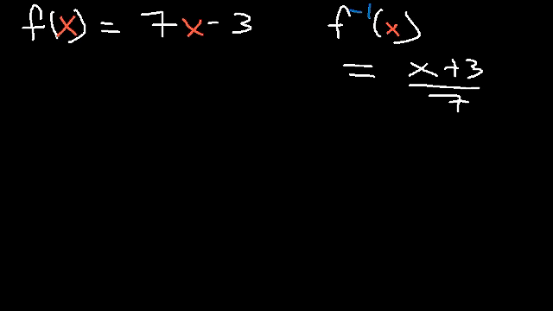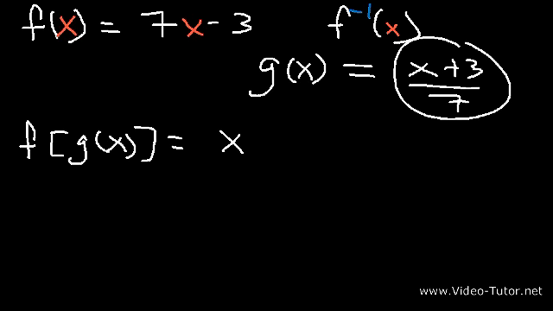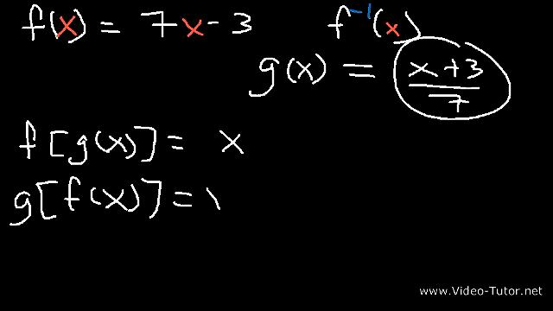Now, if you're given two functions, and if you wish to see if they're inverses of each other, here's what you can do. Let's call the inverse function g of x. It turns out that f of g of x will equal x if they're inverses of each other. And also, g of f of x should equal x if they're inverses. Let's prove that these two functions are indeed inverses of each other.